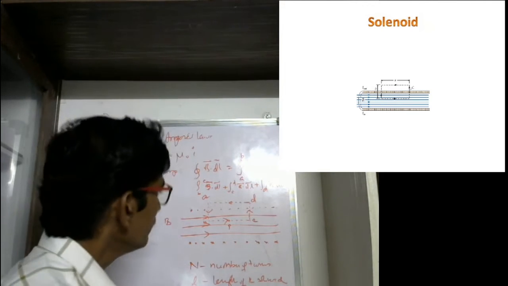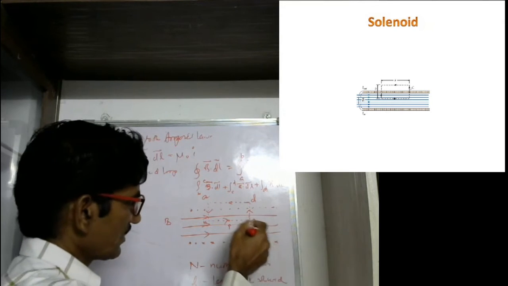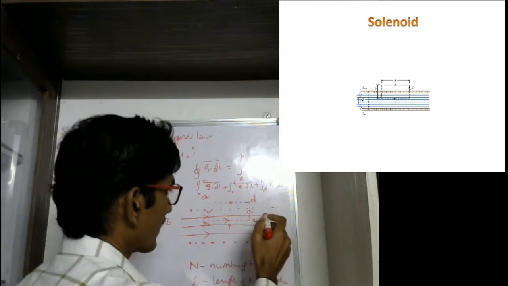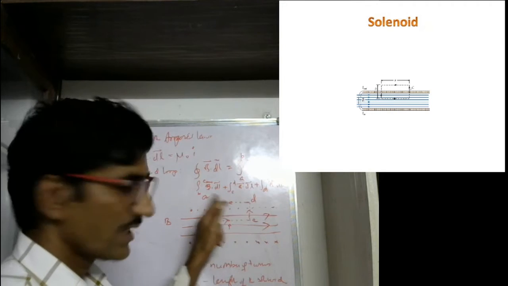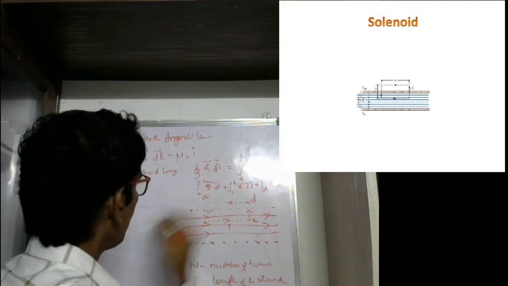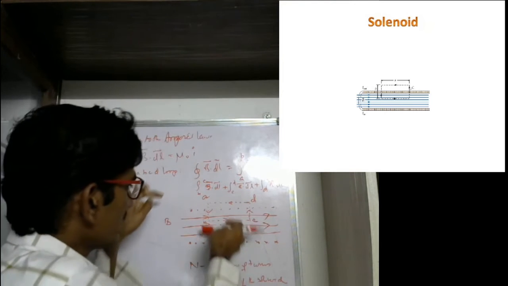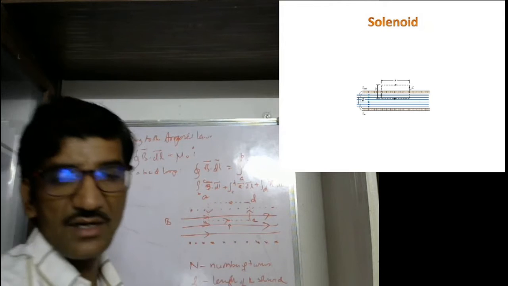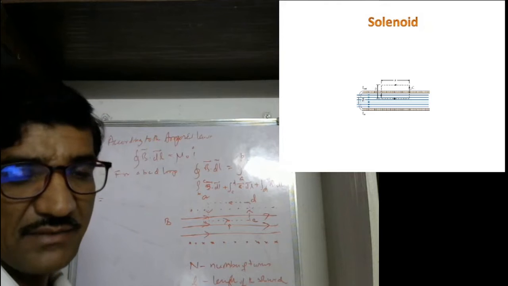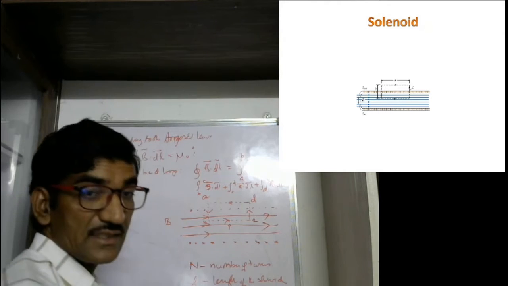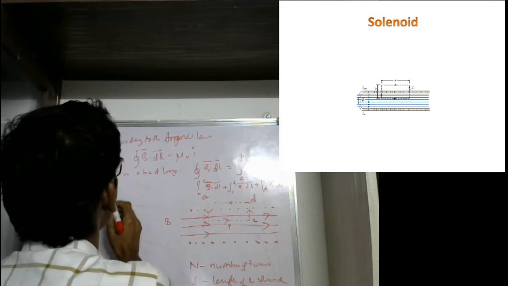Now you have to do this. This is the B vector, and this is dl. Let us take first part A to B. Here, these are the field lines. This is your dl. The angle between dl and B is 90, and cos 90 is 0.